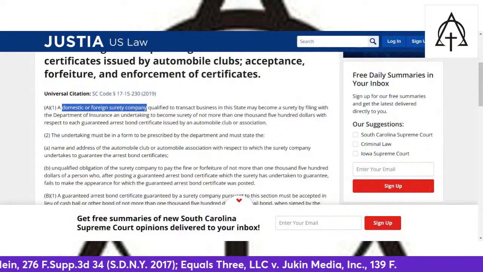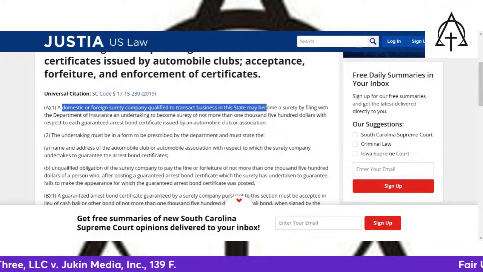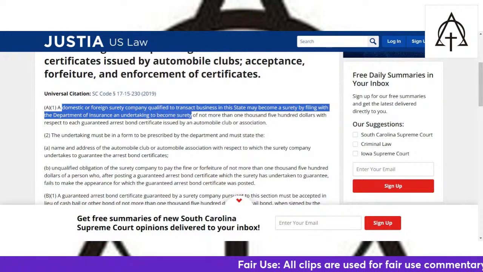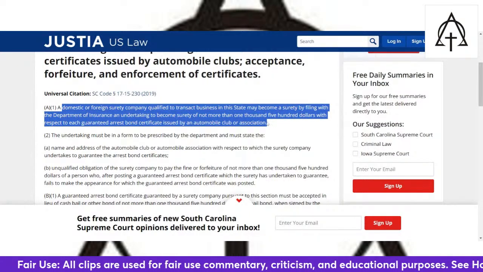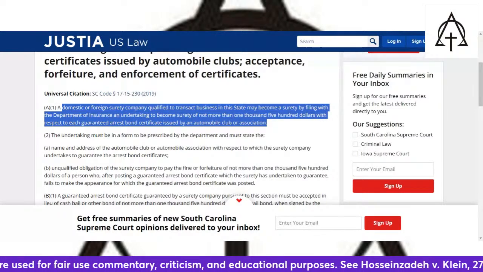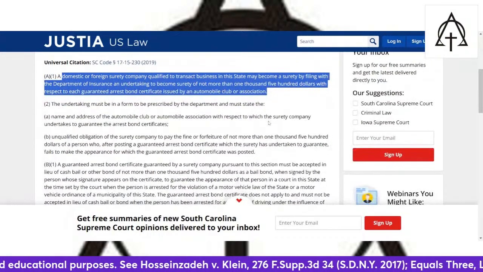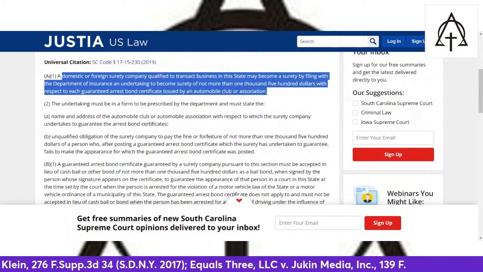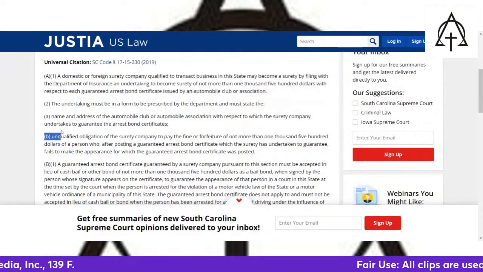A domestic or foreign surety company qualified to transact business in this state may become a surety by filing with the Department of Insurance an undertaking to become surety of not more than $1,500 with respect to each guaranteed arrest bond certificate issued by an automobile club or association. The undertaking must be in a form to be prescribed by the department and must state the name and address of the automobile club or automobile association with respect to which the surety company undertakes to guarantee the arrest bond certificates.